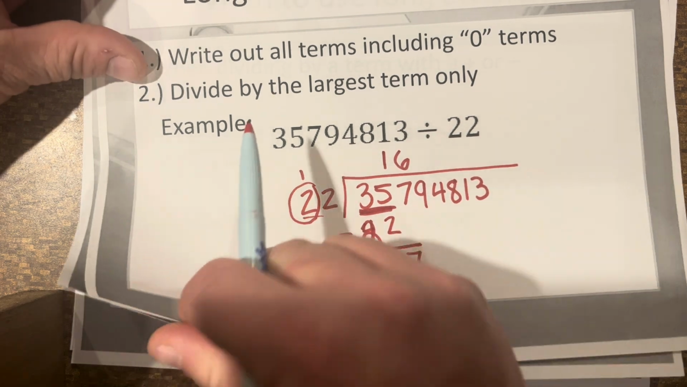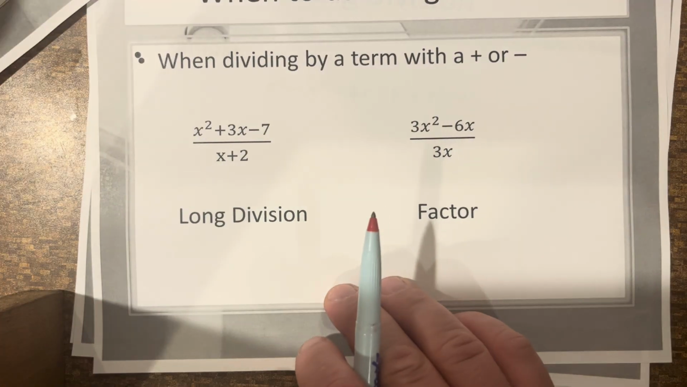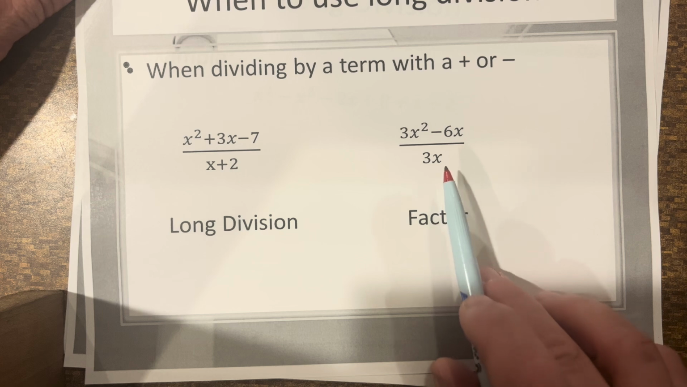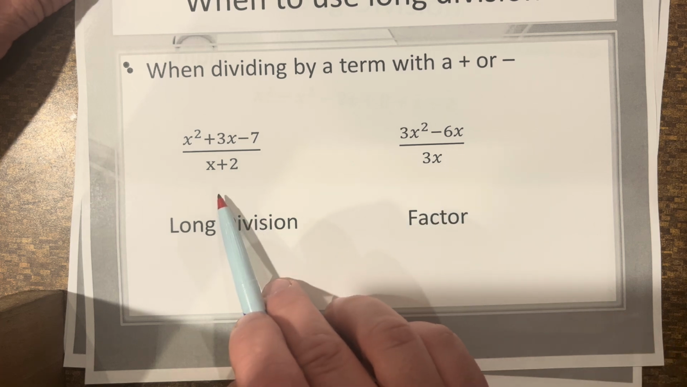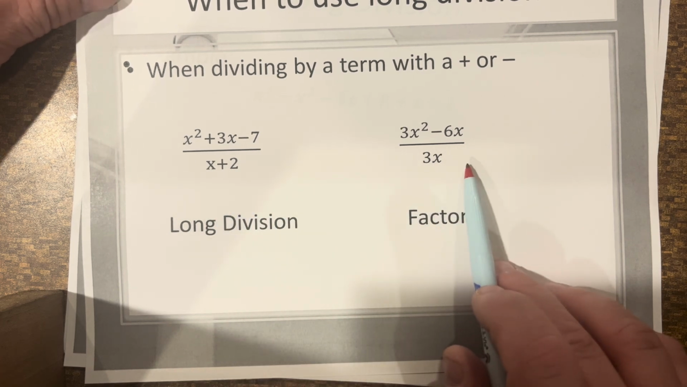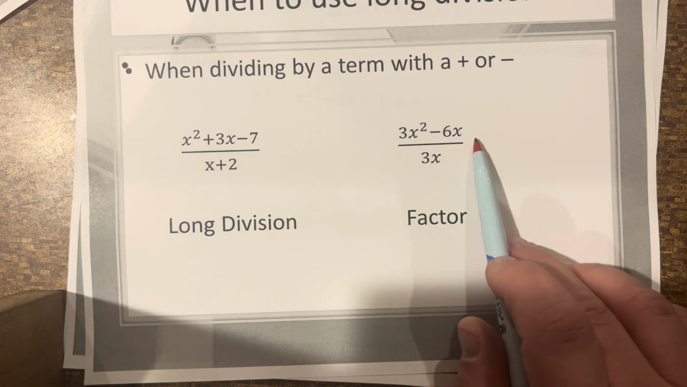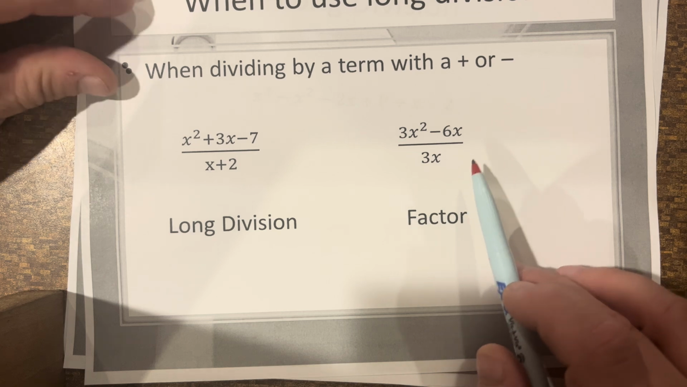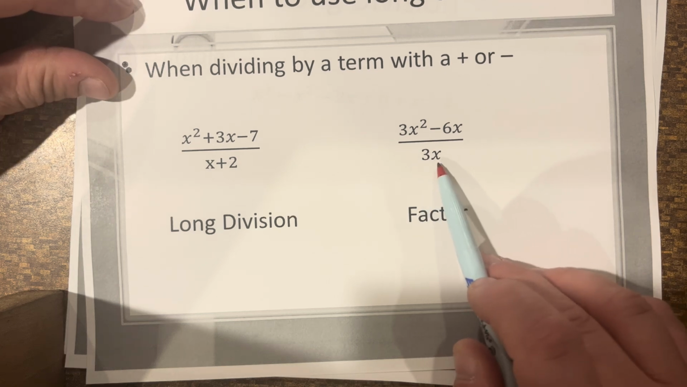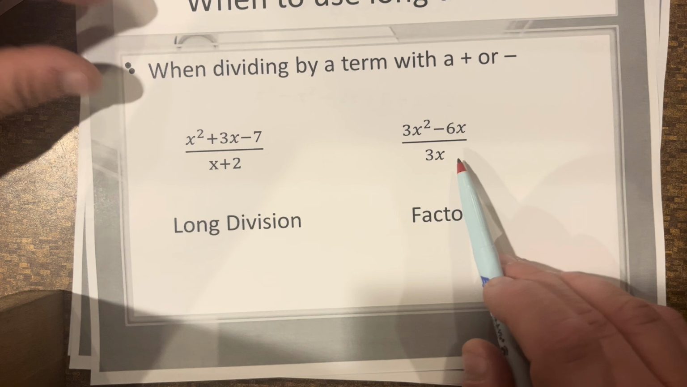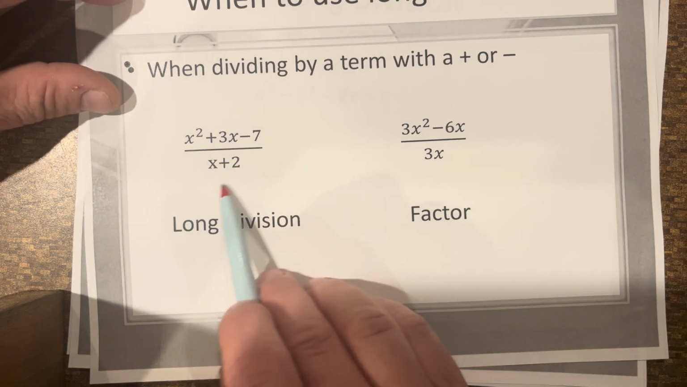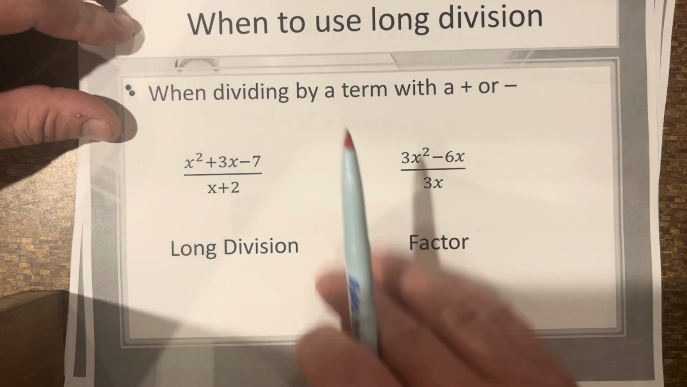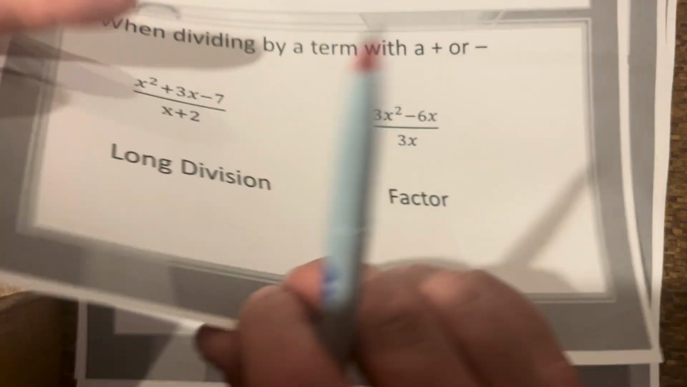To recap what we've done so far, we have talked about factoring. The big difference between when we can factor and when we are dividing is if we have an addition or subtraction on the bottom. Up until this point, when we've been simplifying polynomials or simplifying fractions and expressions, we have not had a plus or minus on the bottom. That changes the game. When we have something like this, this is where our division is going to come into play. So let's set up a couple examples.